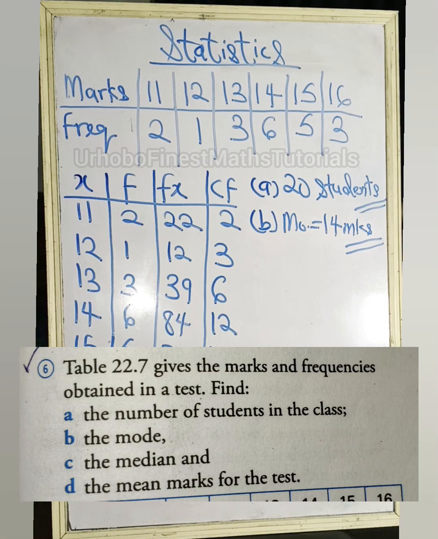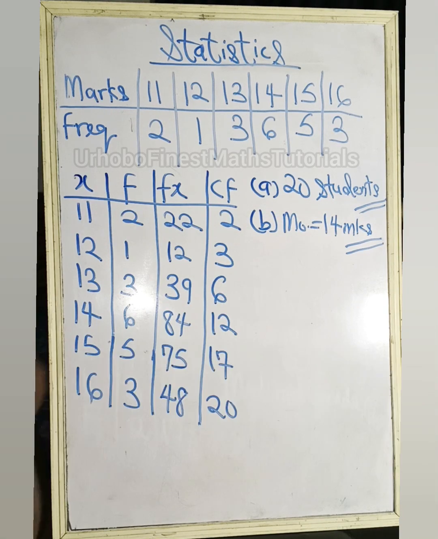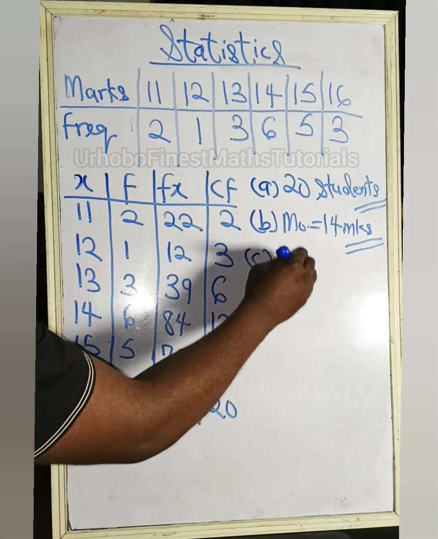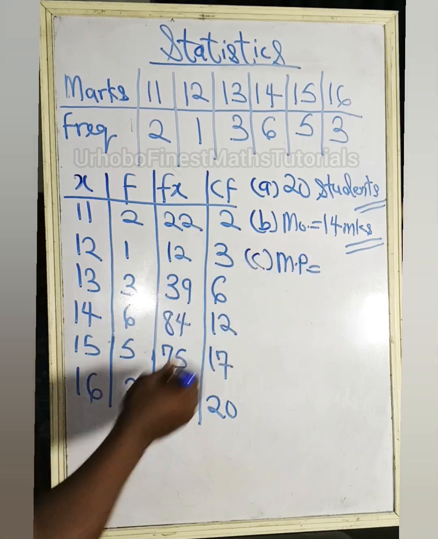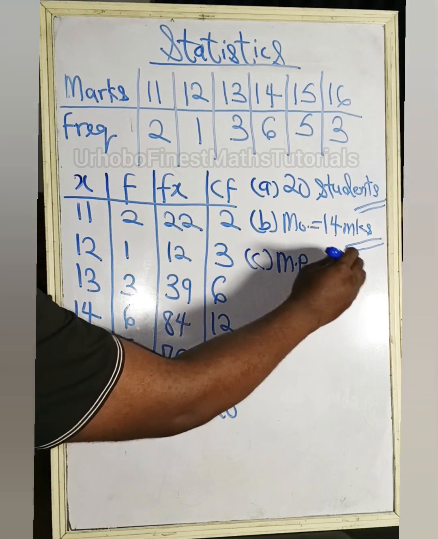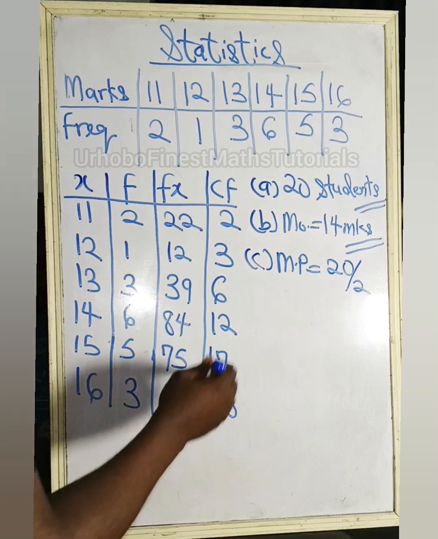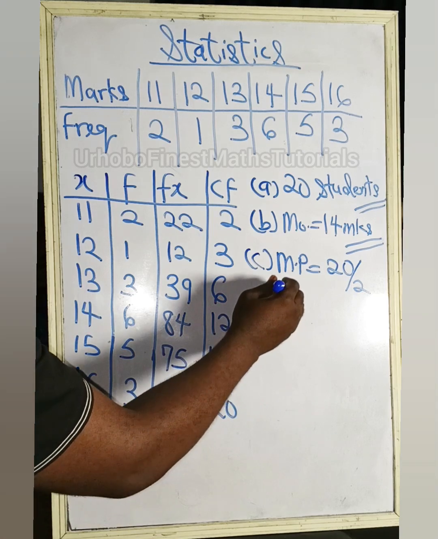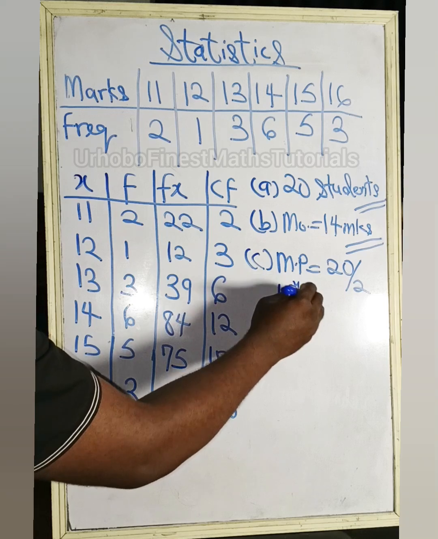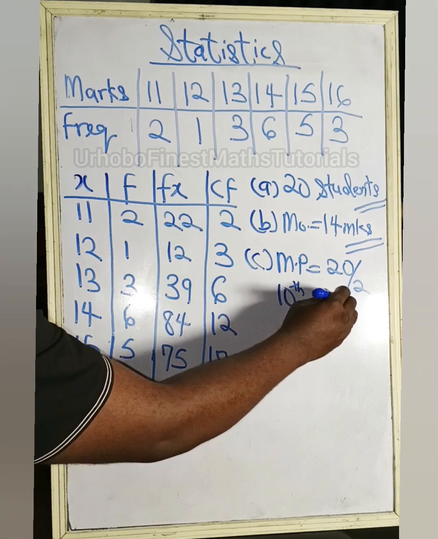Now we're asked to find the median. For us to get the median, we have to look for the median position first. Let's call it MP for short. To get that, it's going to be the total number of students, which is 20, divided by 2. 20 divided by 2, you get 10. Meaning the median position is between the 10th and the 11th marks.